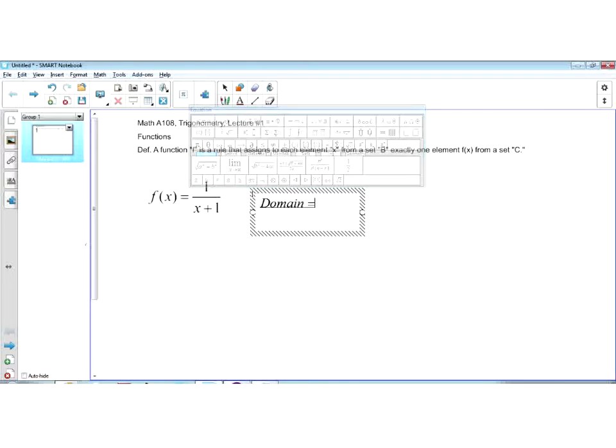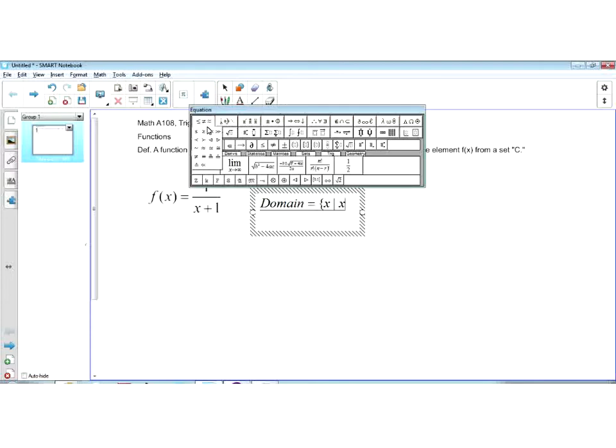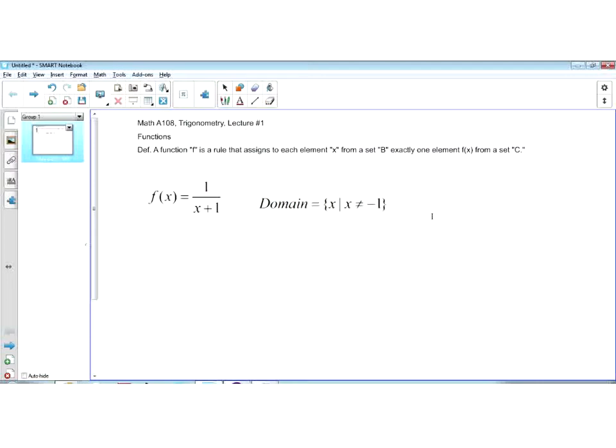The domain is equal to what? The set of x such that x cannot equal -1, right? So here I've listed the domain of f of x in roster notation. So we have types of functions, different various and sundry types of functions.